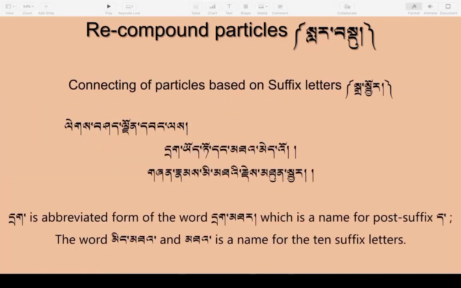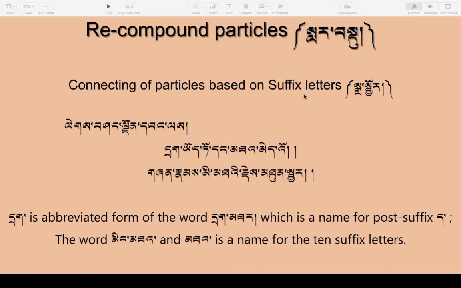Okay, so since we have discussed that the recompound particles are dependent particles, all the dependent particles have something called connecting of particles based on suffix letter, also known as da jor. Here, da refers to sound or the consonant. Jor means connecting. So it is connecting the consonants and names on the basis of the 10 suffix letters. From the root text, it says, "Lekshen jongale chayu todang tameo shenam mingte jitunjar."